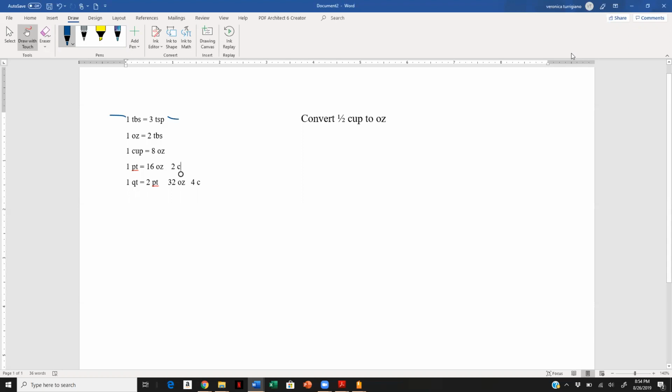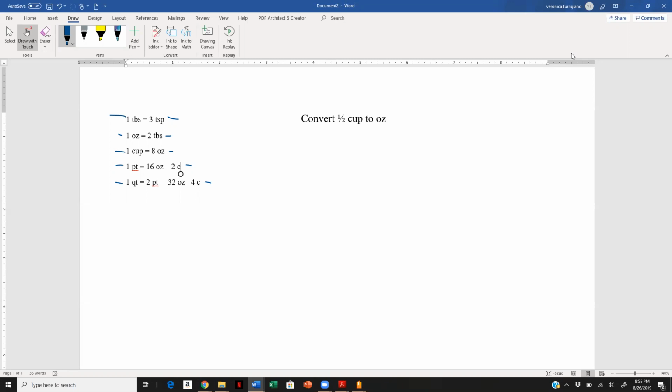That's a conversion factor. 1 ounce is equal to 2 tablespoons. 1 cup is equal to 8 ounces. 1 pint is equal to 16 ounces, which is equal to 2 cups. 1 quart is equal to 2 pints, or 32 ounces, or 4 cups, depending on what you need.